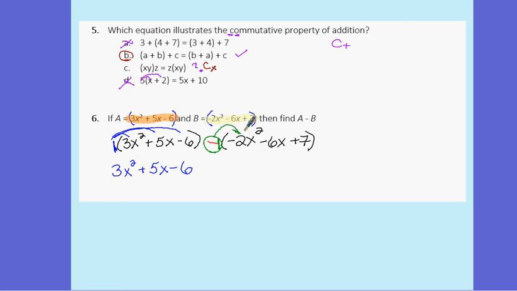This negative times a negative becomes a positive 2x squared. A negative times a negative again is a positive now, 6x. And then this negative 1 times 7 becomes minus 7. Now I can combine like terms. 3x squared plus 2x squared is 5x squared.